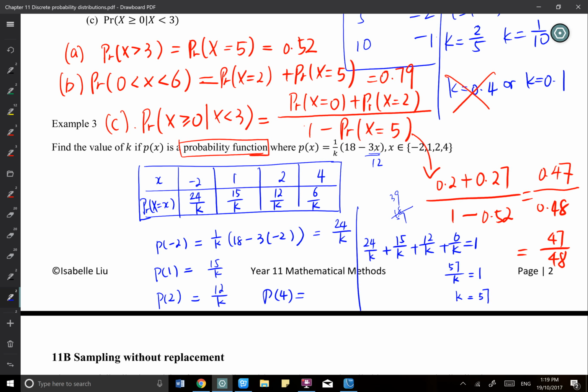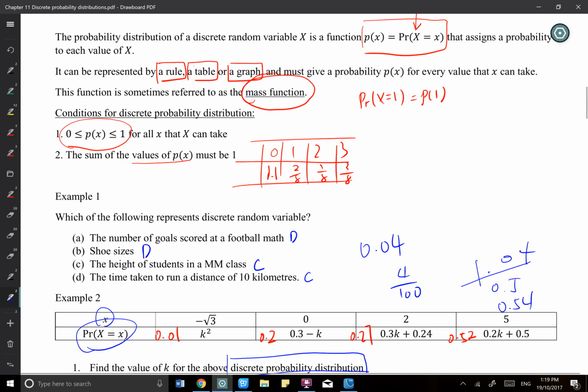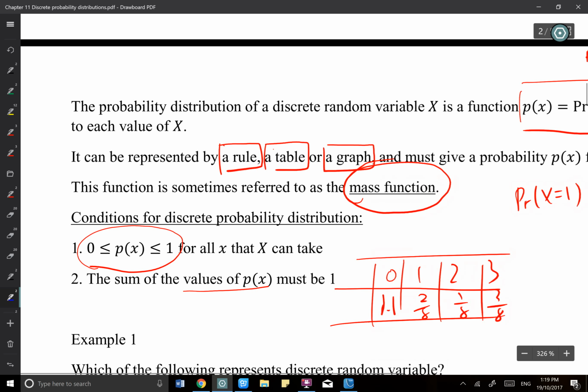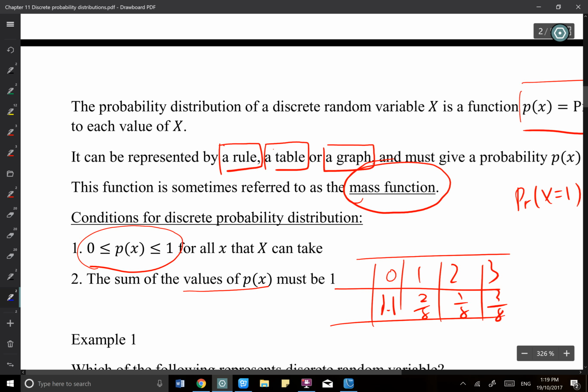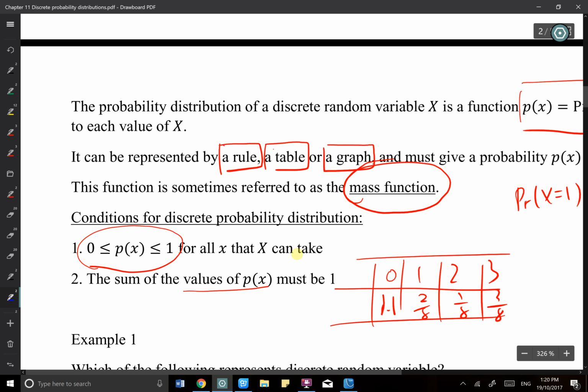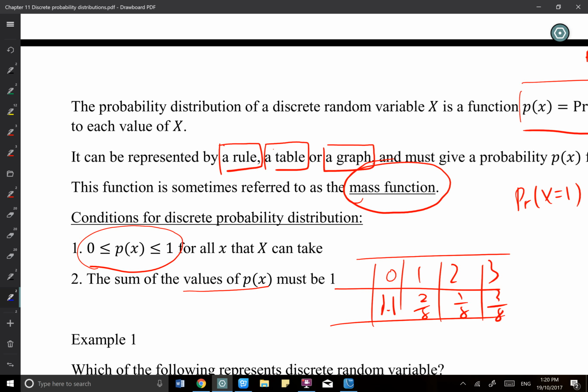And we have 2 requirements for a probability distribution. The first one is all the values need to be between 0 and 1. Well, for any probability, not only probability tables, it needs to be between 0 and 1. Second, the sum of all the probabilities needs to give you 1, because that represents every single case. Add up will give you 1.